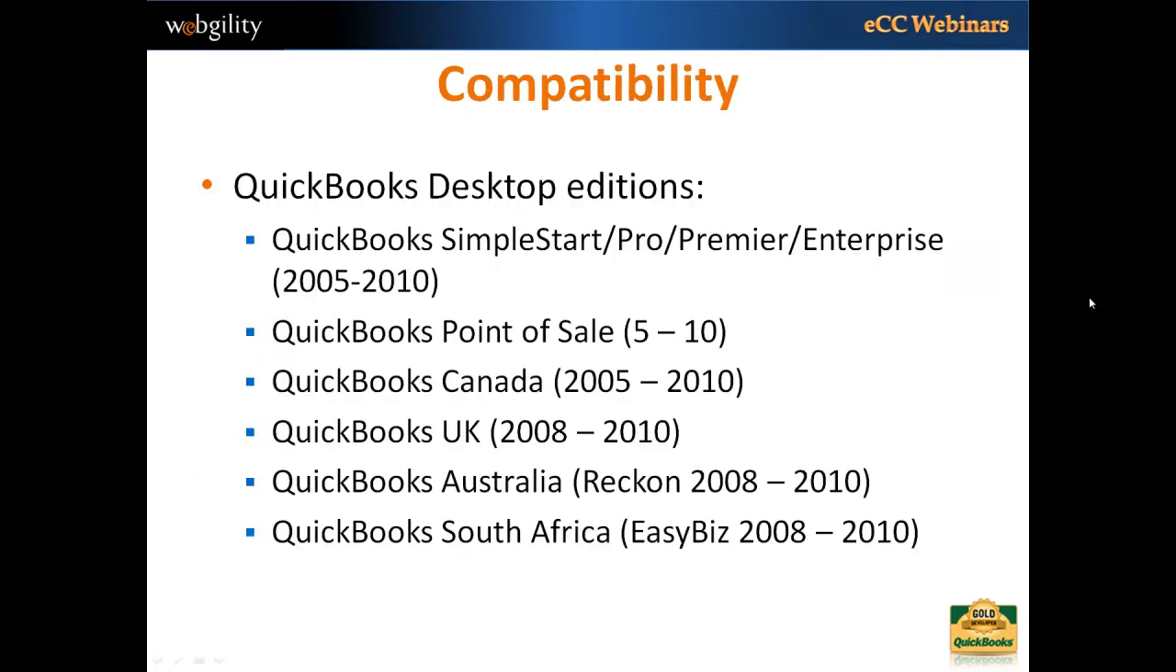Now going into the compatibility slide, talking about some of the applications that eCC is compatible with. As mentioned previously, eCC works with all the versions of QuickBooks on the desktop. So the Simple Start, Pro, Premier, Enterprise editions from 2005 to 2010, Point of Sale 5 through 10, QuickBooks Canada, UK, Australia, which is sold under the Reckon brand, and South Africa, which is also sold under EasyBiz.